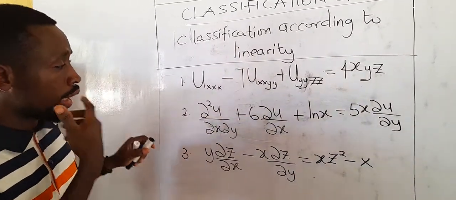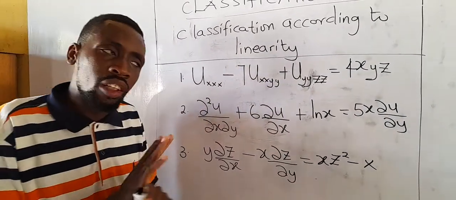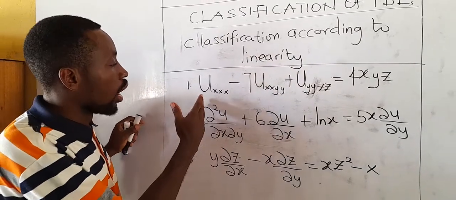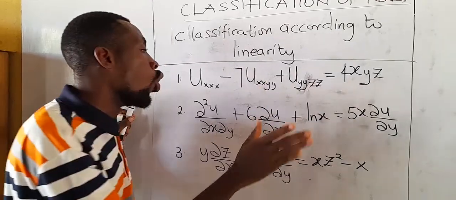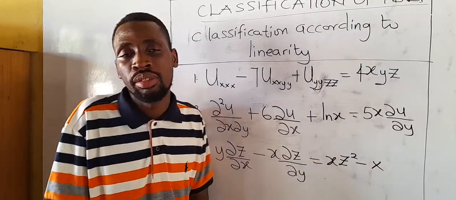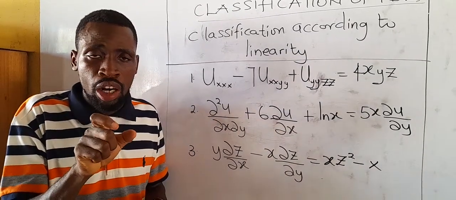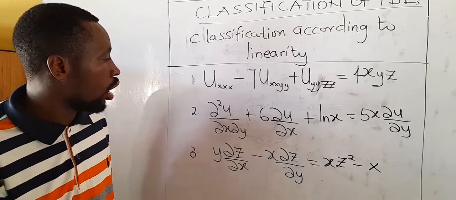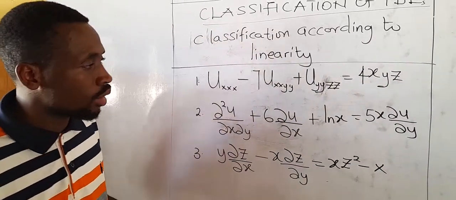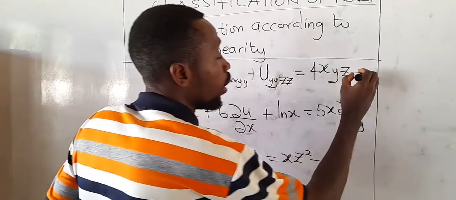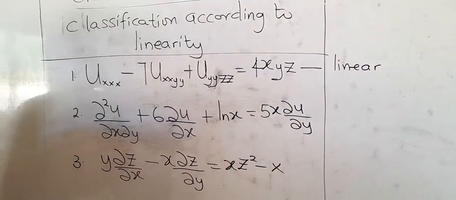Now, the second condition. We said that no product of the dependent variable and the partial derivative must occur. Looking at the partial derivatives, is there any dependent variable multiplying them? No. Condition satisfied. Third condition: no transcendental function of the dependent variable and partial derivative must occur. Is there any transcendental function in this equation? No. Condition satisfied. Then we can say this partial differential equation is linear.